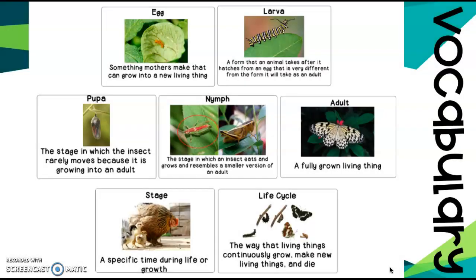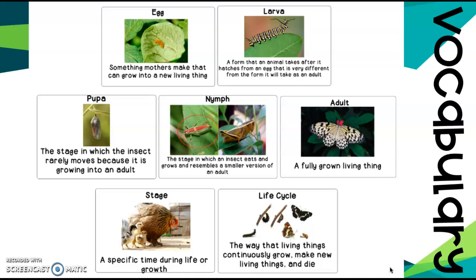Vocabulary. In the top left, we have egg, something mothers make that can grow into a new living thing. In the top right, larva, a form that an animal takes after it hatches from an egg that is very different from the form it will take as an adult. In the middle on the left, pupa, the stage in which the insect rarely moves because it is growing into an adult.